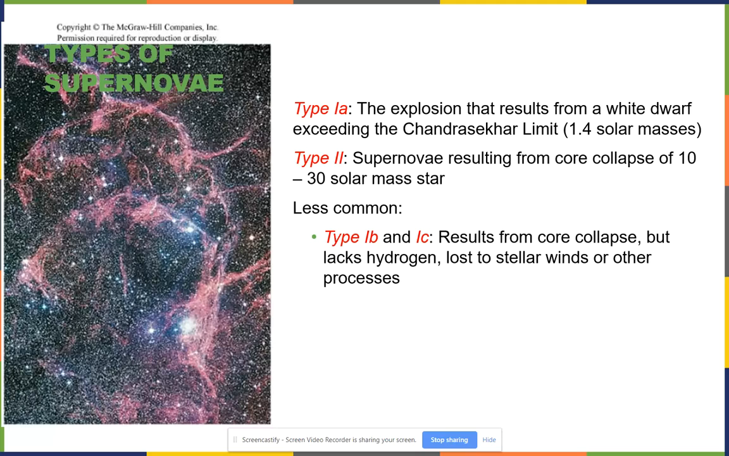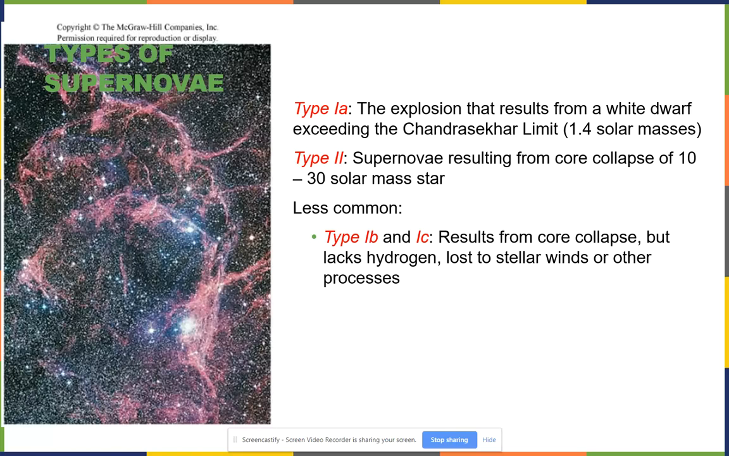The type 2s are supernovae that occur from the core collapse of a 10 to 30 solar mass star. A 10 to 30 solar mass star at the time of death will have a mass that's bigger than 1.4 solar masses, but less than, let's just go with that number for now. And that makes a big explosion.